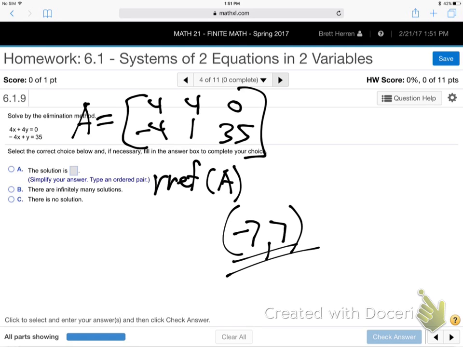Yeah, the answer is going to be negative 7, 7. Let's see if you can get that. So that's x and y.